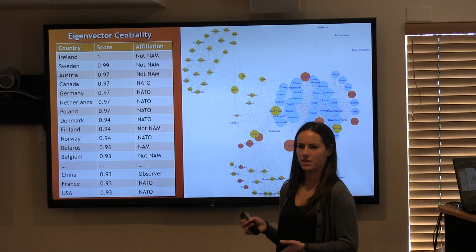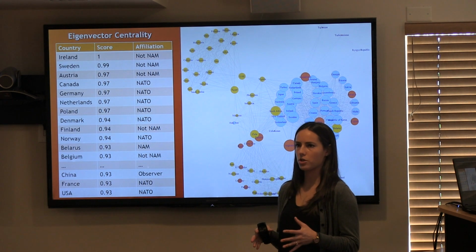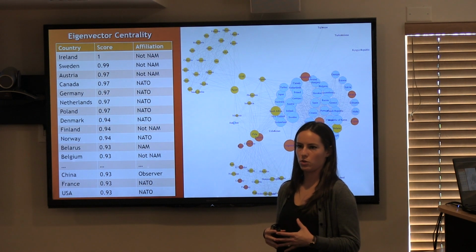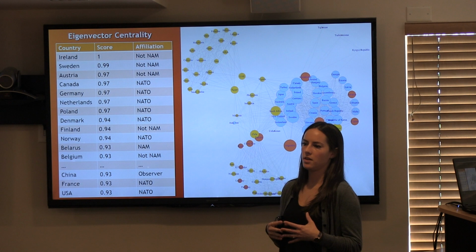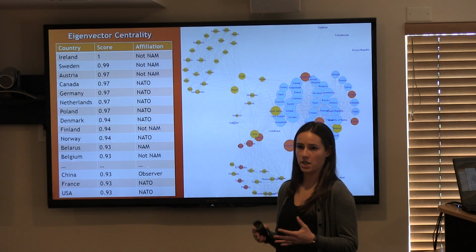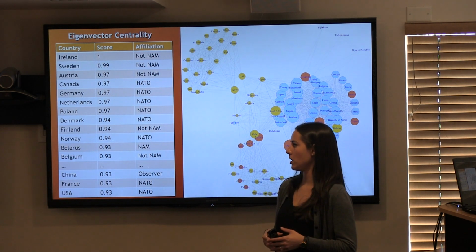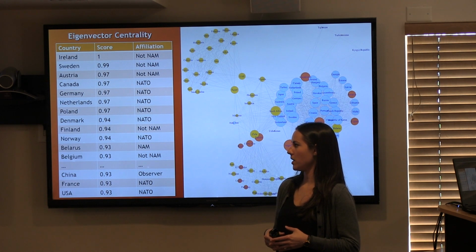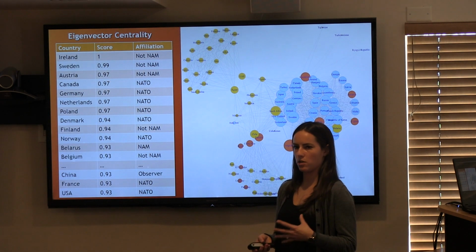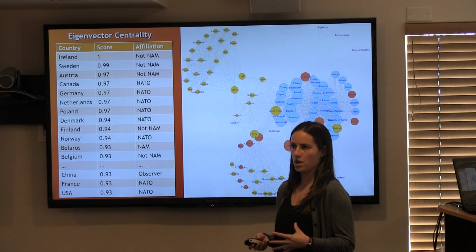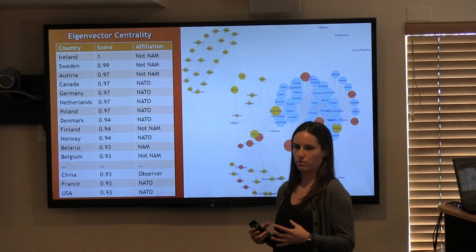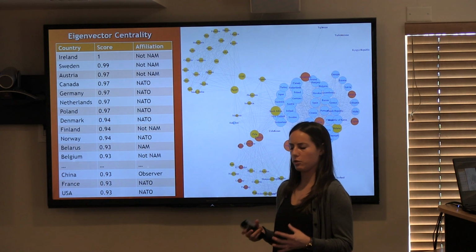Belarus, China, France, US, all part of the Zangger Committee, which largely looks at harmonizing the interpretation of how to apply safeguards on fissionable materials and nuclear technologies involved with those. Again, some unusual results, but based on the methodology and how it's put together, all of the Zangger Committee representatives are seen as having a lot of influence in communication.